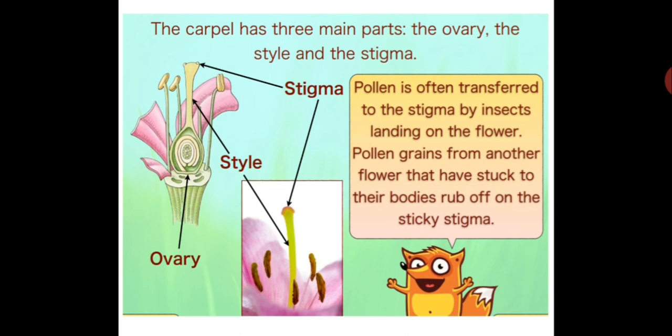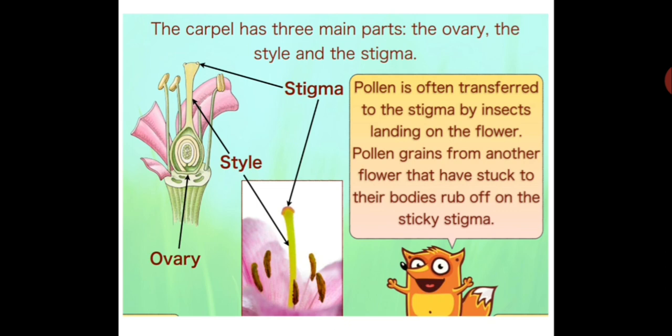So the carpel is the bit in the middle. It has three main parts: the ovary, the style, and the stigma. And you can see on the picture on the left, the ovary is right deep down inside at the bottom of the style. And the top is the sticky bit, and that's called the stigma, and that's what the plant is hoping bits of pollen will stick to.